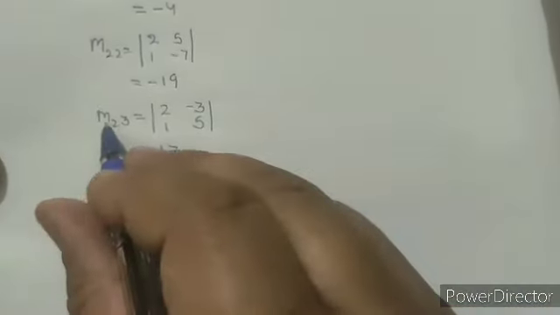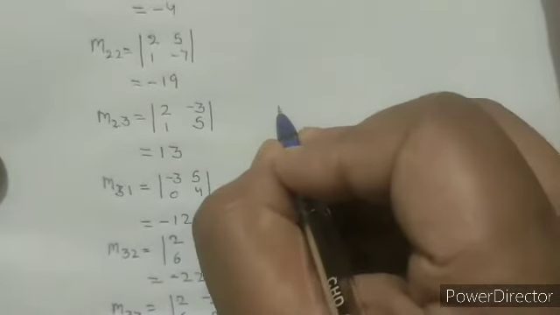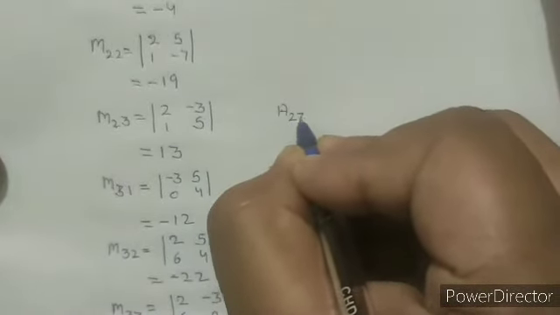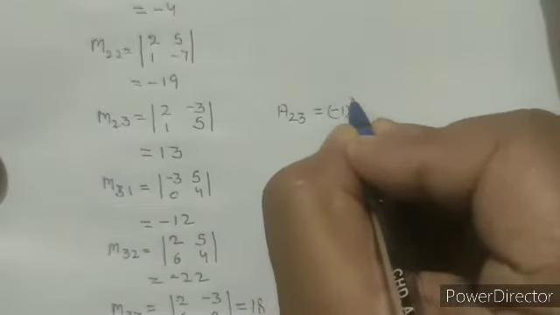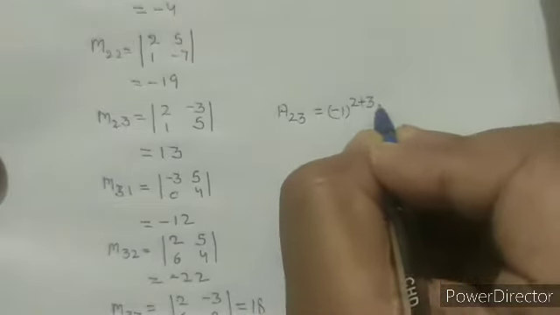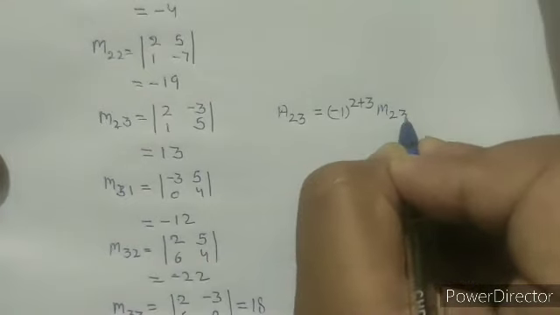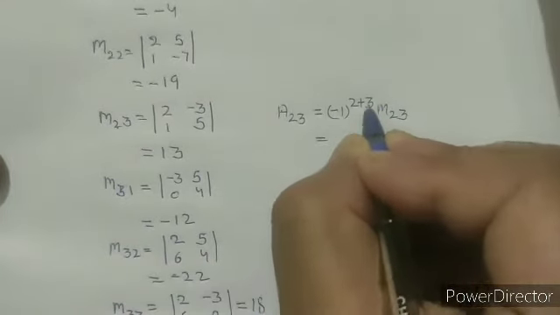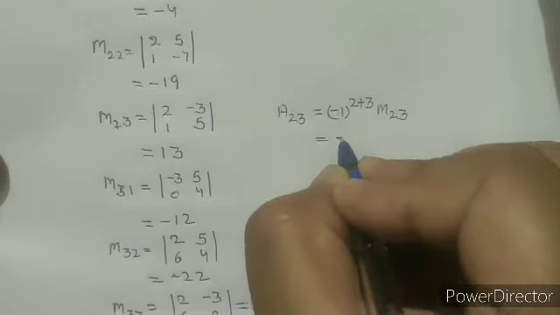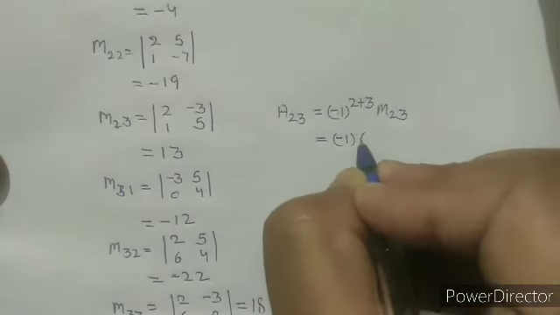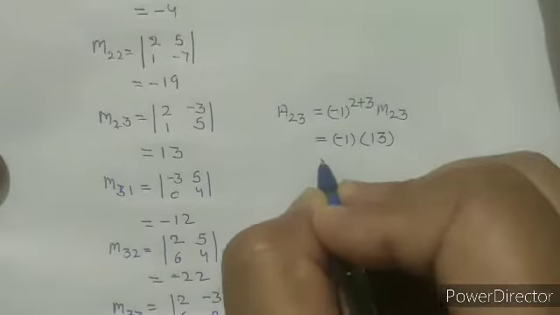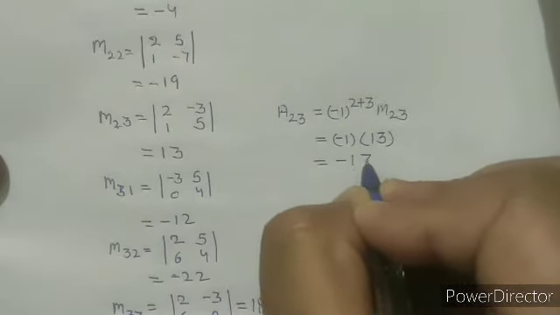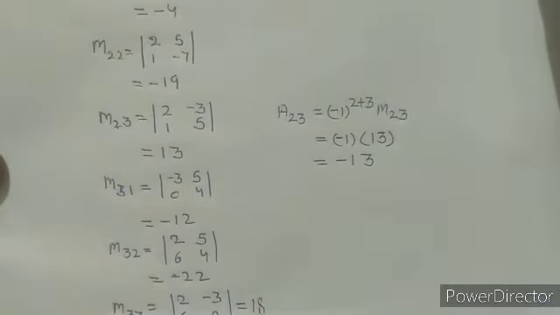If you find the cofactor of M23, then that will be A23, and this will be equal to minus 1 raised to power 2 plus 3 into M23. Now this will be minus 1 raised to power 5. That means this will be equal to minus 1 into M23, M23 was 13, and that is equal to minus 13. So similarly we can find the cofactors of other elements also.